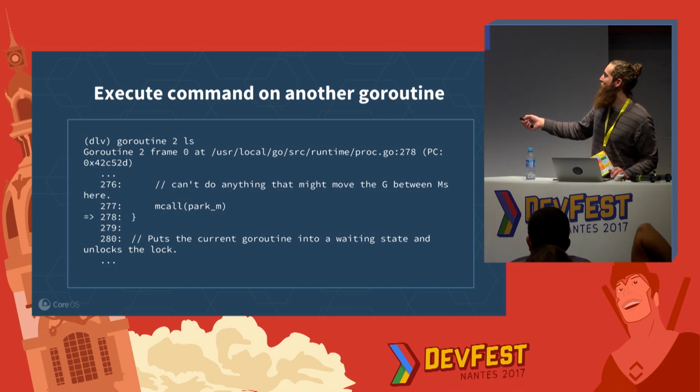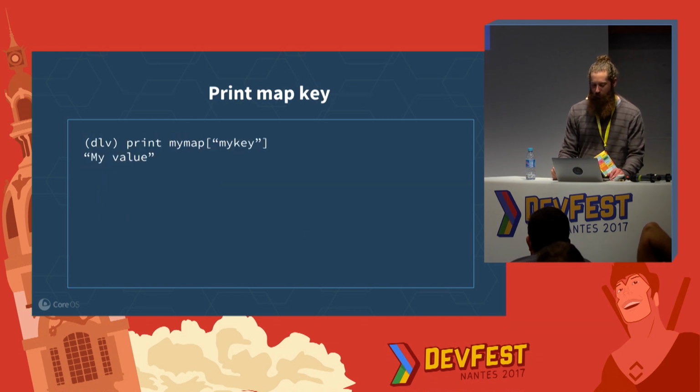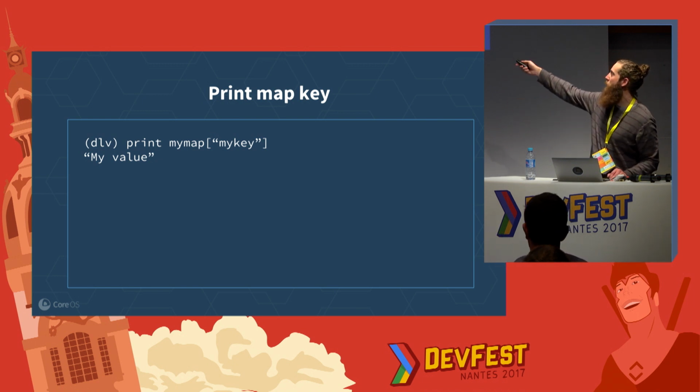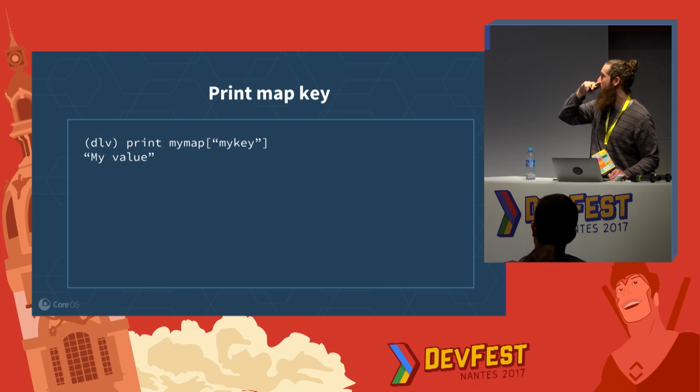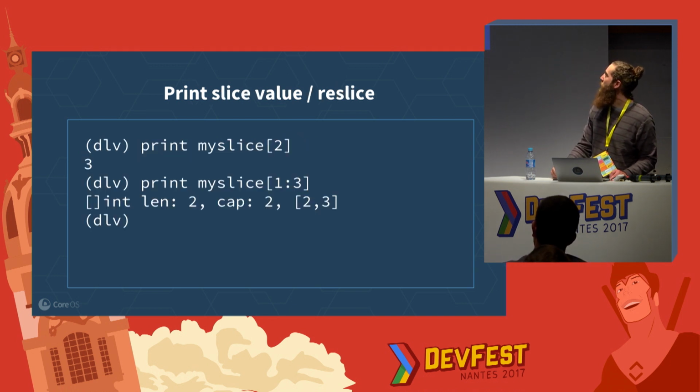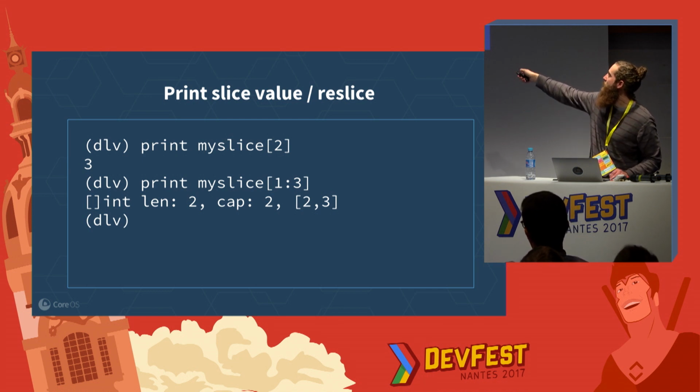This is what I showed earlier, but this is the actual correct slide. So Goroutine 2 ls, you can execute commands on another Goroutine and see the output there. Print map keys. As part of the print subcommand, you can say my map, my key, and it'll print out the value. You can print struct members, so it's pretty nice and interactive. You can print slice values, so you can index into slices and also reslice.